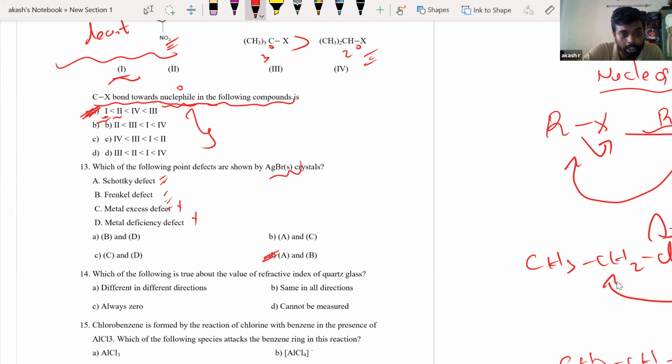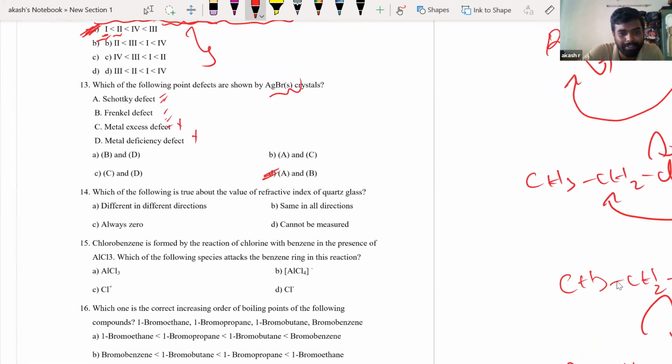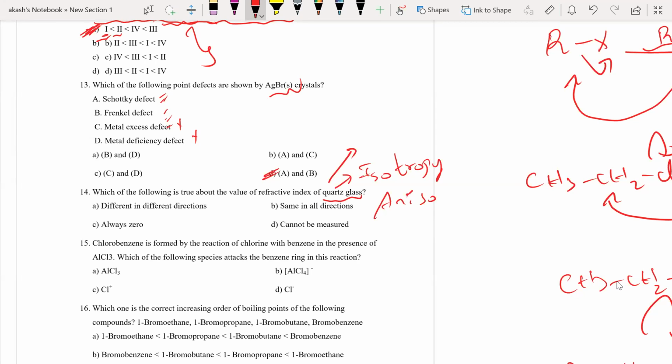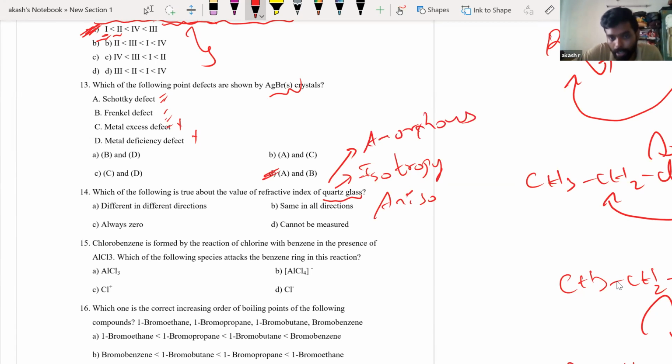Okay, fine, moving on. Which of the following is true about the value of refractive index of quartz glass? Now, this question is from isotropy and anisotropy, obviously. The value of refractive index of glass in different directions, the same in all directions, always 0. That obviously talks about directions of a particular quantity. Now, quartz glass, is it crystalline or amorphous? Amorphous. Glass is an amorphous solid.